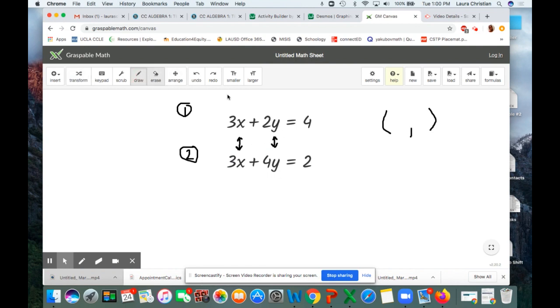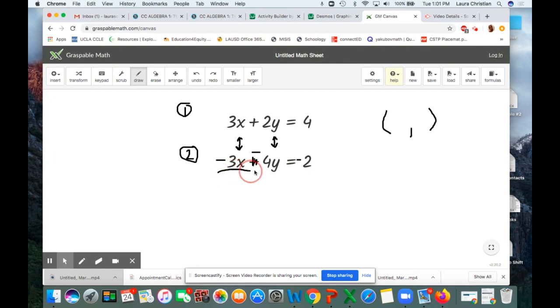Now taking a look at this equation, I have a positive 3x and a positive 3x. To get rid of one of the variables, I would want to subtract this equation. When I have positive 3x and a negative 3x, they'll be eliminated. So everything here, I'm going to make negative.